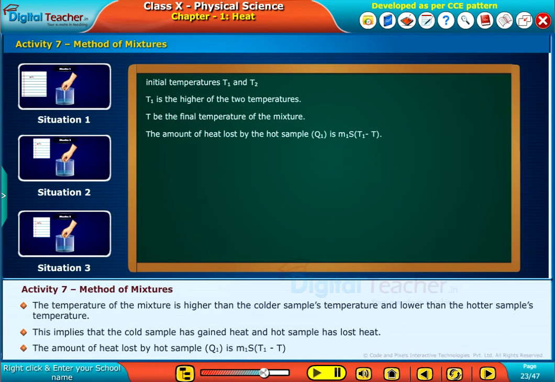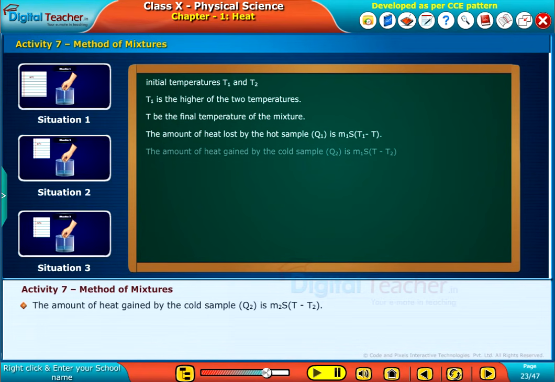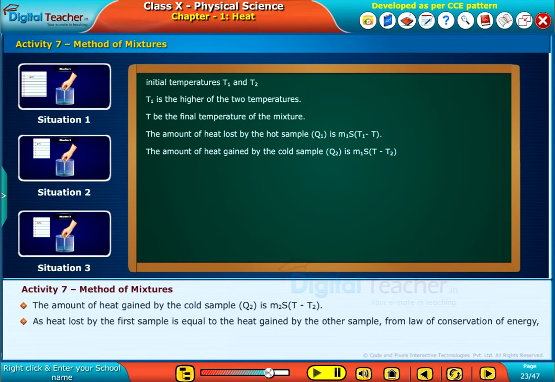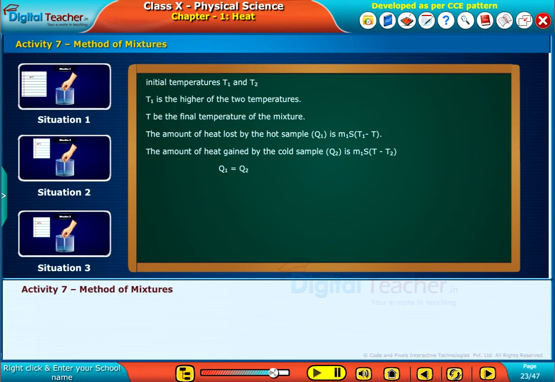The amount of heat lost by the hot sample, Q1, is M1S into (T1 minus T). The amount of heat gained by the cold sample, Q2, is M2S into (T minus T2). As heat lost by the first sample is equal to the heat gained by the other sample, from the law of conservation of energy, Q1 is equal to Q2. Then it can be written as M1S(T1 minus T) is equal to M2S(T minus T2).